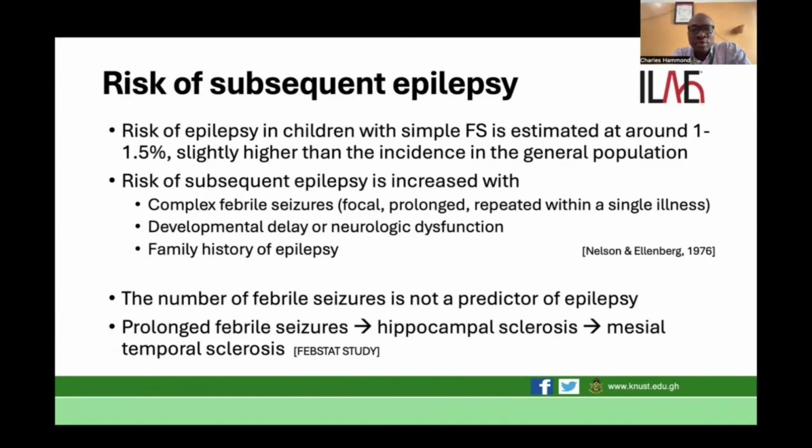We have recently, from the FEBSTART study, learned that prolonged febrile seizures can lead to hippocampal sclerosis, and that may lead to temporal lobe epilepsy in some children.